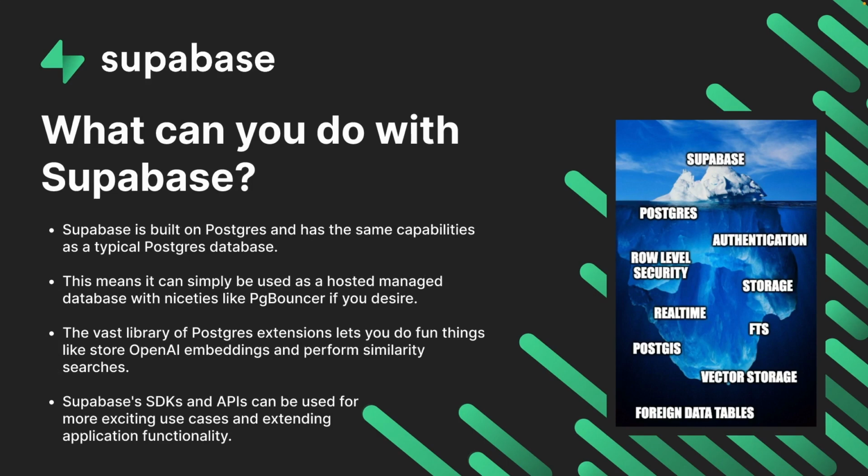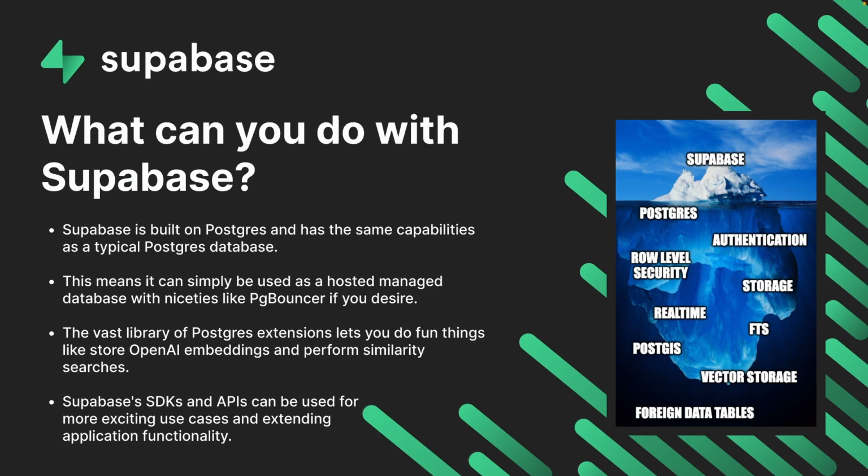Well, for starters, it's built on top of Postgres, so you can do all the typical things you would normally do with a database. This means that, like, if you're a bit boring, you could just use it as a hosted database with niceties like PG Bouncer for connection pooling, because those are very expensive in Postgres, as we may or may not know. Likewise, Supabase comes with a vast library of Postgres extensions that let you do fun things. You could use the PG Vector extension to store OpenAI embeddings for natural language similarity search, or you could use things like PG cron for scheduling cron jobs.